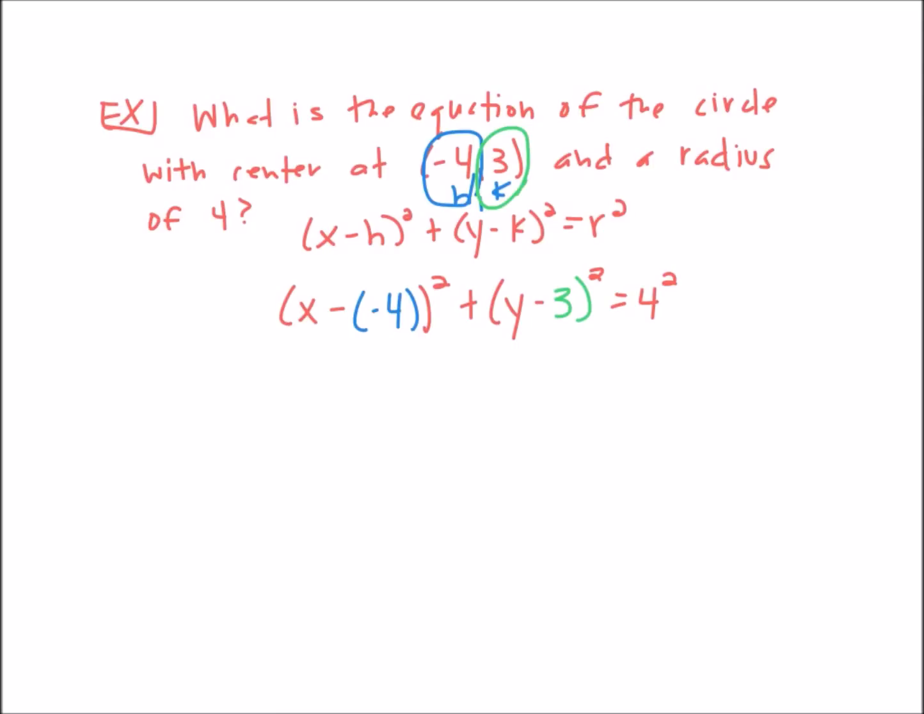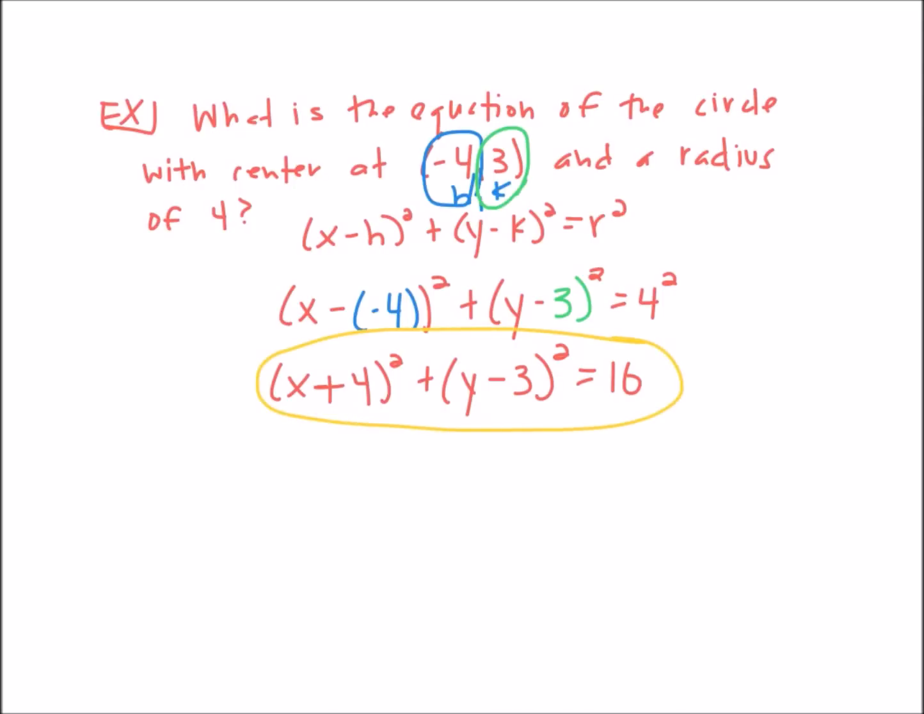Now we just need to simplify this. Well, x minus a negative 4 becomes x plus 4 squared, plus y minus, no extra sign there, so it's just y minus 3 squared. And 4 squared, well, we know 4 squared is 16. So the equation of the circle with the center at (-4, 3) and a radius of 4 is going to be (x plus 4) squared plus (y minus 3) squared equals 16. Right there.